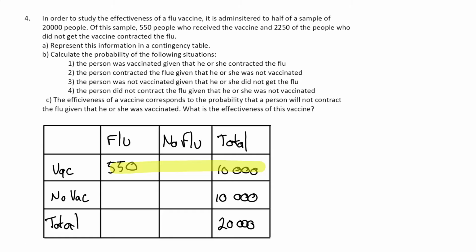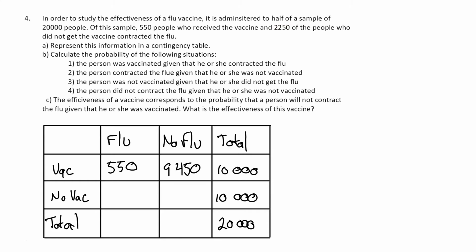Once we've got that piece of information, we can then finish up that row. We can figure out how many people didn't get the flu if they had the vaccine by subtracting 550 from 10,000. If we subtract that, we get 9,450.